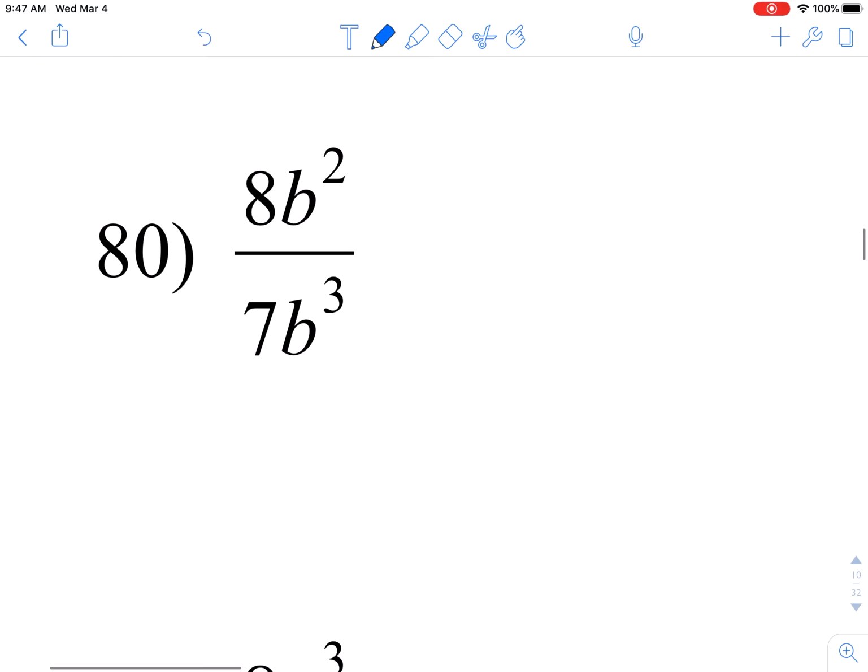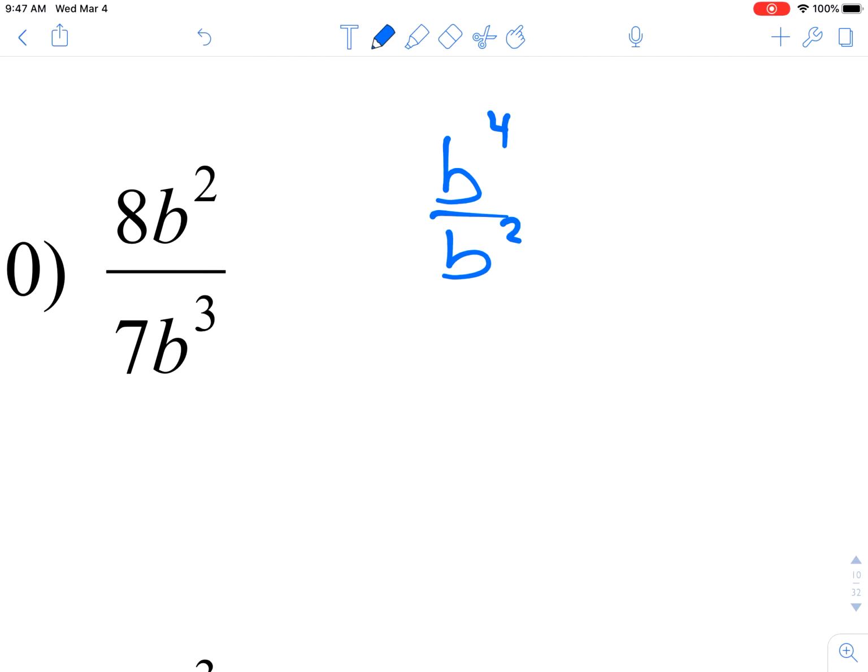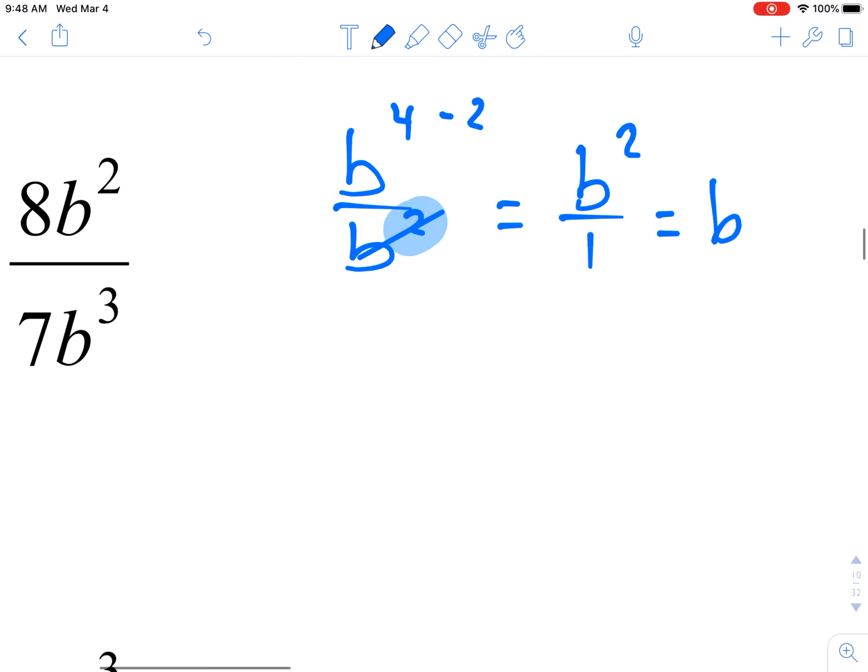Looking at problem 80, we're going to look at the quotient rule. So what that says is if we have b to the fourth over b to the second, we want to have all of our variables on the same side of the fraction bar. And so what you should notice is, see how this one's smaller? 2 is smaller than 4. So you're going to subtract. So this is going to cancel out here, and it's going to become b to the second over 1. And remember, anything written over 1 is just going to be itself, so b to the second.